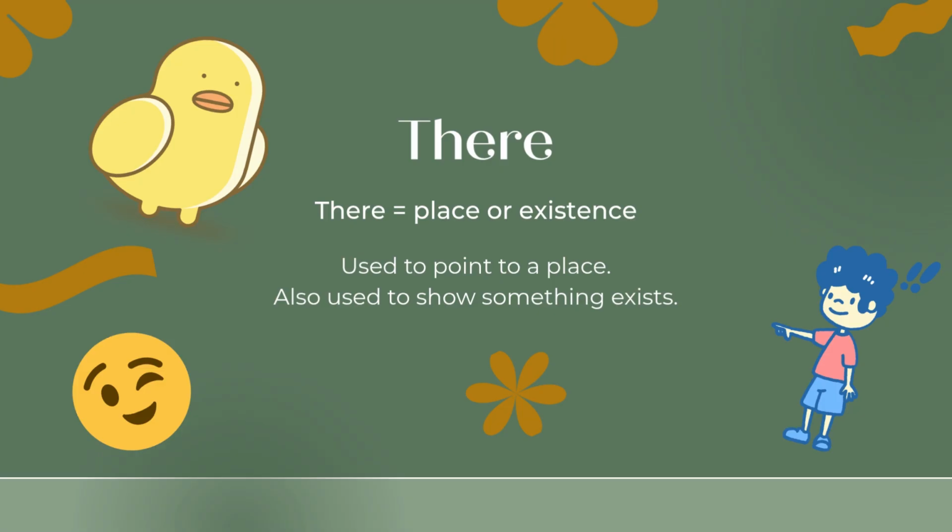There is a place or existence. It's used to point to a place, also used to show something exists, more like a point of reference. For example, there is a book on the table. Another example is, please sit over there.